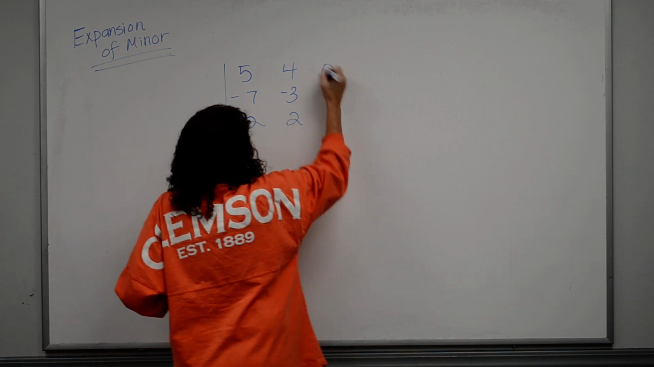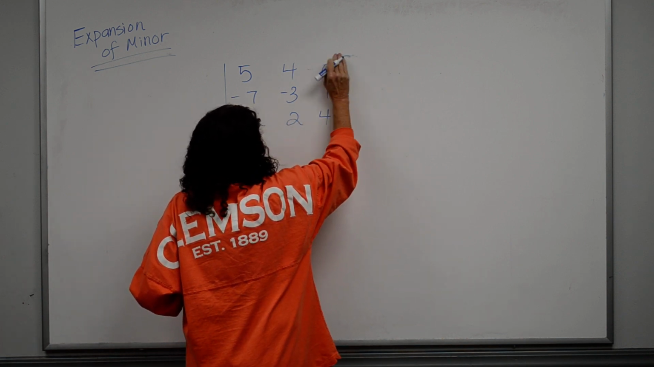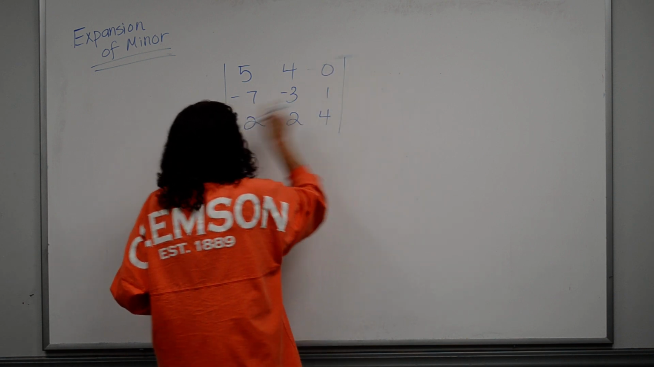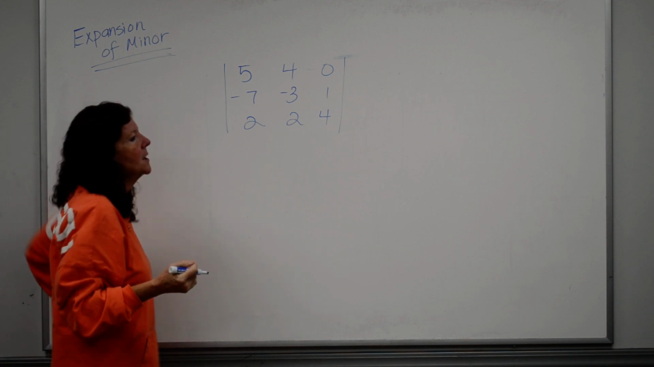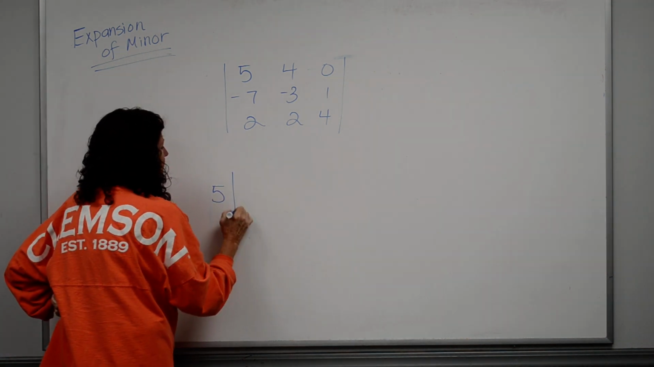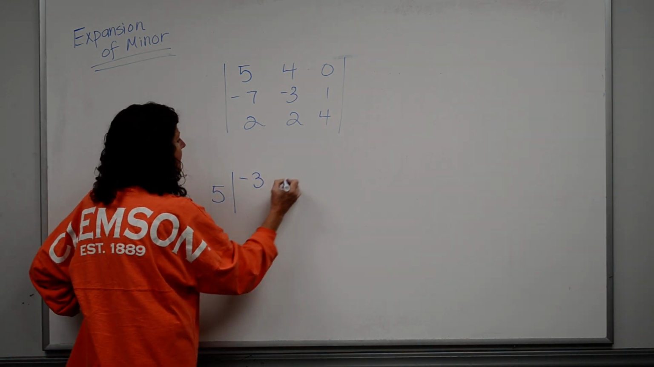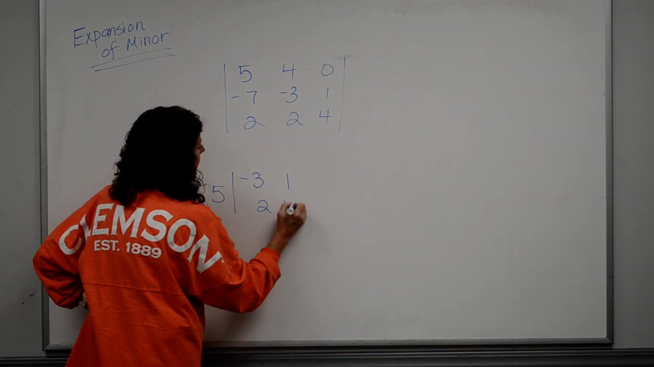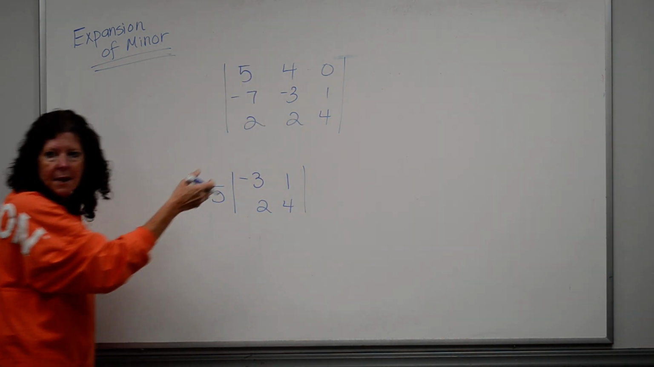Okay, let's put a 0 up there so I can show you. Again, if they just have parallel lines, you know you're trying to find the determinant of it. So what's the first number I pull? 5. 5 times the determinant of what? Negative 3, 1, 2, and 4. Because remember, cross out the row and the column the 5's in.